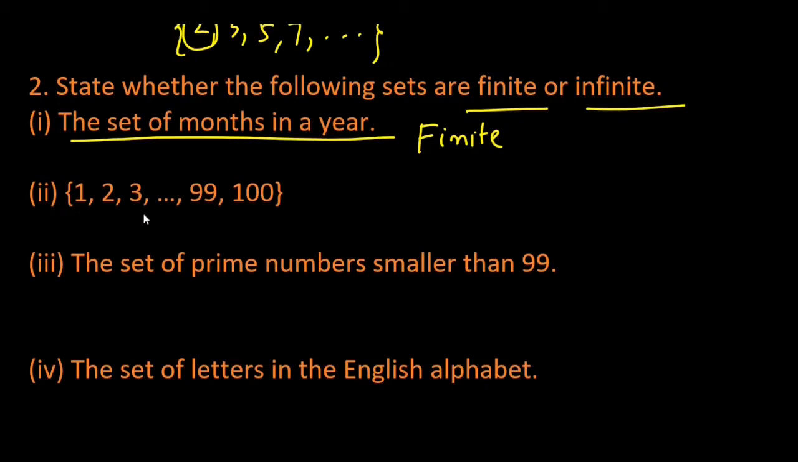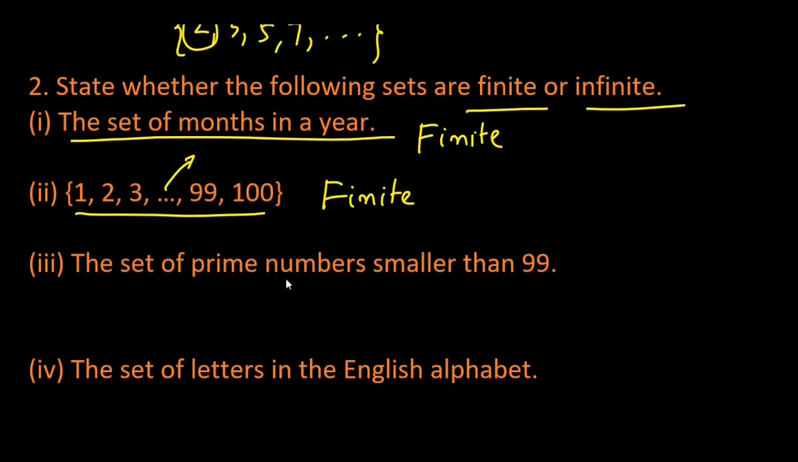Then set having elements 1, 2, 3, etc., 99, 100. So it is a finite number up to 100. So we have 100 elements only. So this is a finite set. So we should not confuse with this one, continuous symbol. This is a finite set.